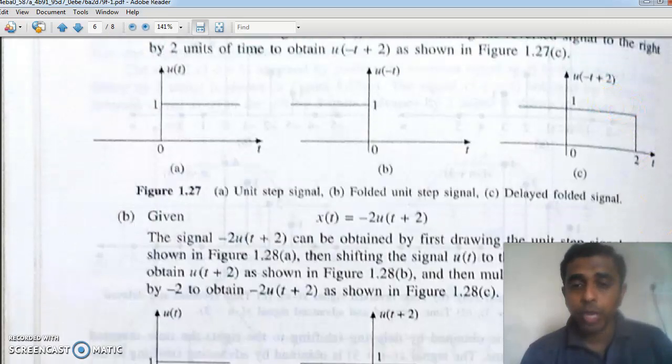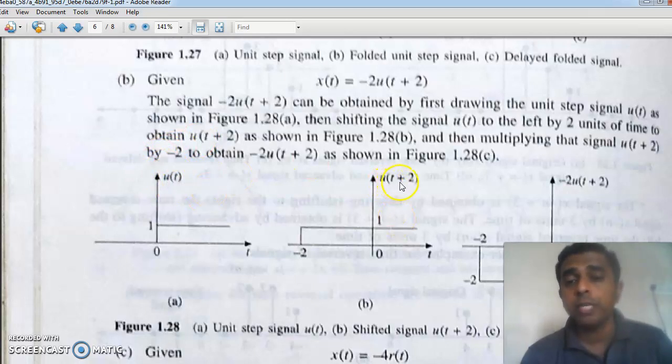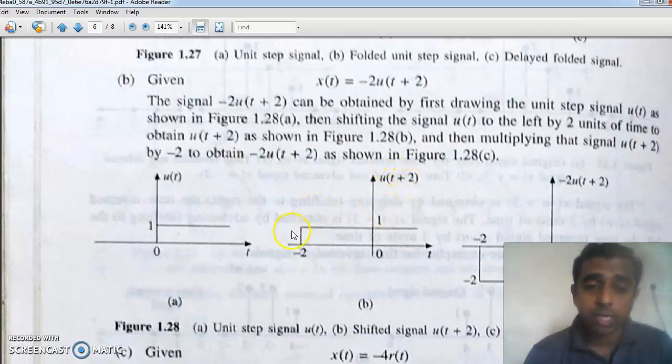Similarly, you can plot minus 2 u of t plus 2. From that also the starting point is u of t. If we have u of t, then you can easily plot u of t plus 2. What is u of t plus 2? It starts at the point t is equal to minus 2. So this u of t starts at minus 2, that is u of t plus 2.